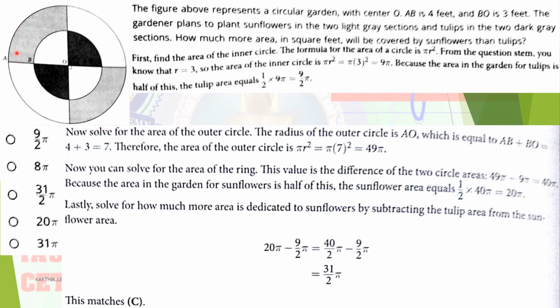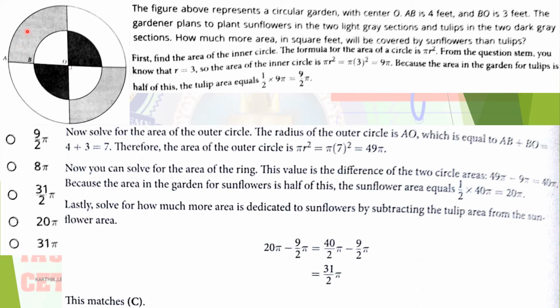So 40 pi is the total area of this ring, but the sunflower is only in half of the area. So 40 pi divided by 2 is equal to 20 pi. So 20 pi area is covered by sunflowers, and 9 divided by 2 into pi is covered by tulips. I hope all of you understood. First find the inside circle area, pi r square, 9 pi; divided by 2 is the tulips area.